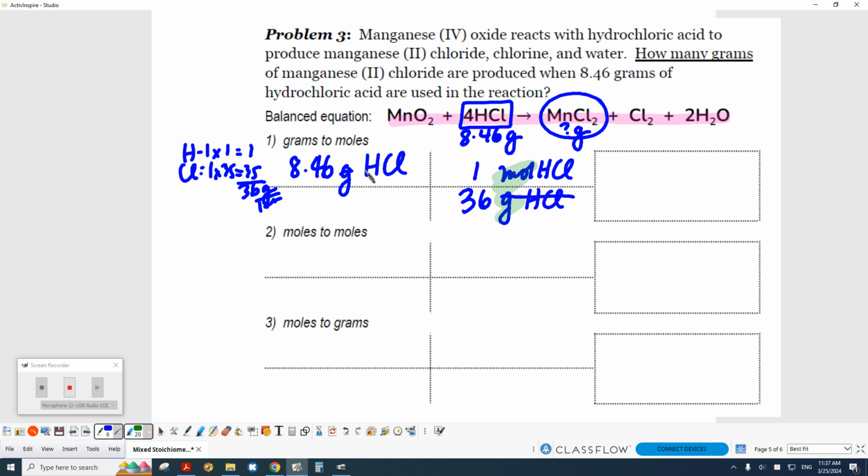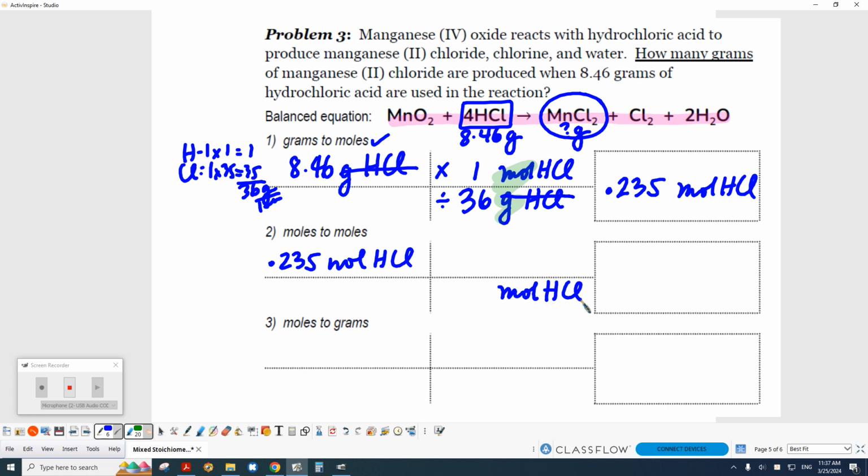Grams cancel out. We're left with moles of hydrochloric acid. Using a calculator, multiply the top, divide by the bottom. 8.46 multiplied by 1, divided by 36, gives us a 3-digit answer of 0.235 moles of hydrochloric acid. Step 1, complete. The next step, take that answer, 0.235 moles of hydrochloric acid, and we place moles of hydrochloric acid on the bottom this time. Why? So that we can cancel it out.